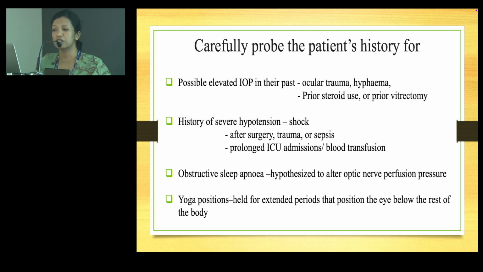History of severe hypotension or shock. Ask the patient for history of surgery, trauma, sepsis, prolonged ICU admissions, or any need for blood transfusion. Obstructive sleep apnea is also hypothesized to alter optic nerve perfusion pressure. So you can ask for history of snoring at night with daytime somnolence. Ask whether patient does yoga positions which need to be held for extended periods that position the eye below the level of the body. It could also reduce the ocular perfusion pressure.